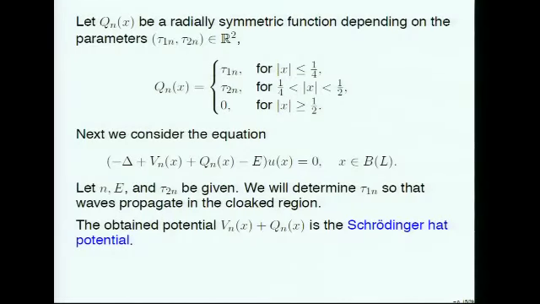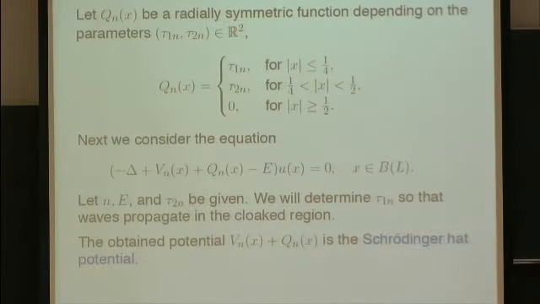And the idea will be that we fix n, that is, how good an approximation we use, and the energy, and then we fix this parameter. Then we choose the potential close to the origin in such a way that the waves propagate into the medium. We call the potential that we have obtained the Schrödinger hat potential. The idea is that a hat is something you can put something inside, and I will show that this kind of event happens. It is just a kind of storage that we construct.